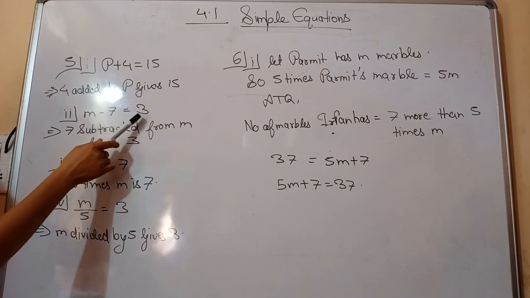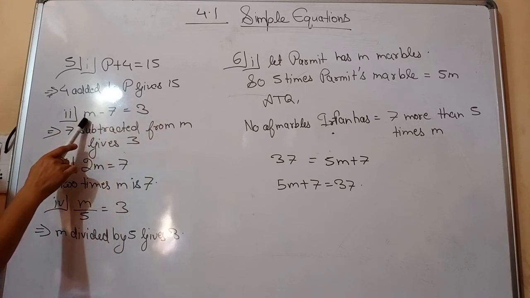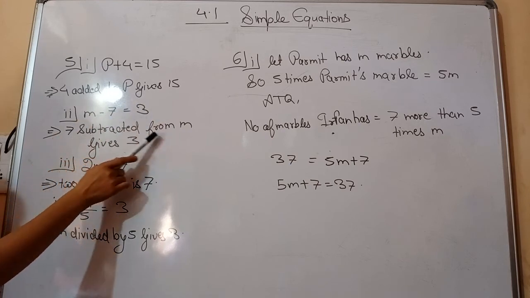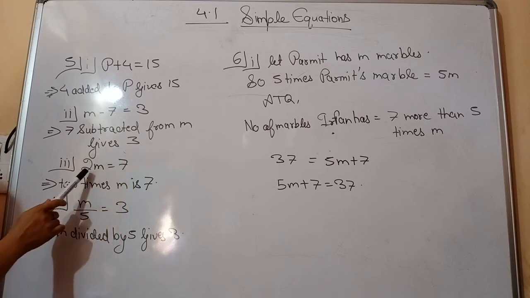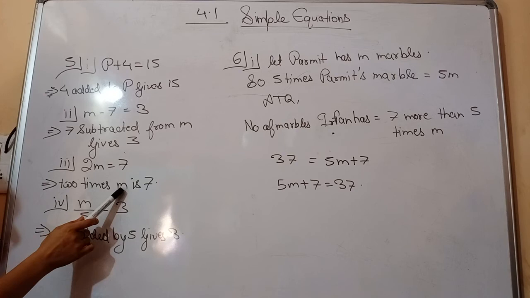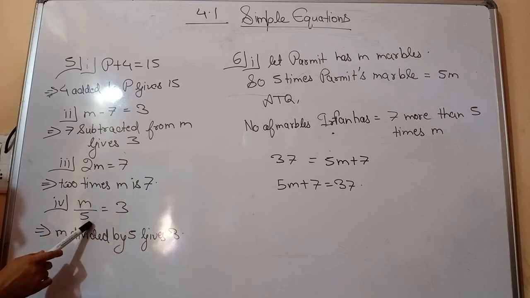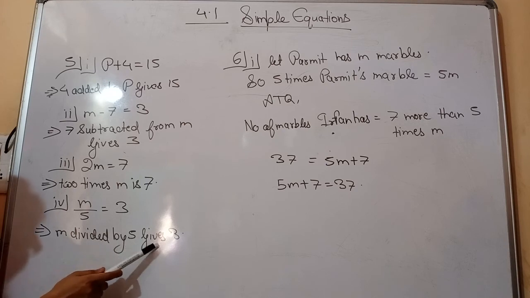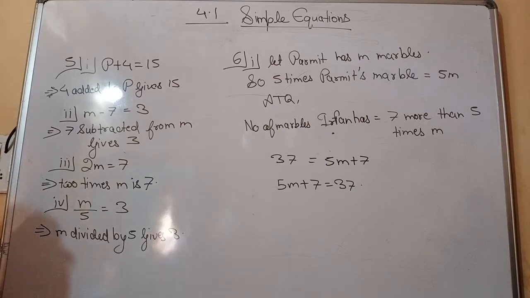m minus 7 equals 3 means 7 subtracted from m gives us 3. 2m equals 7 means 2 times m is 7. m divided by 5 equals 3 means m divided by 5 gives 3. Okay, this is question number 5.